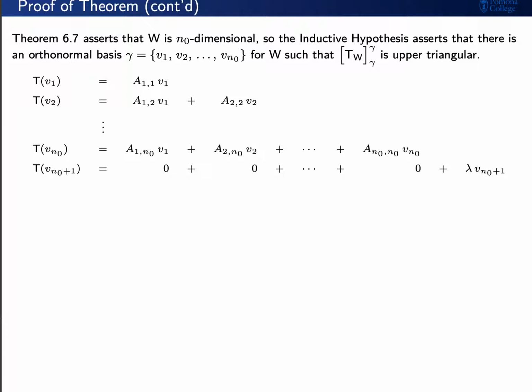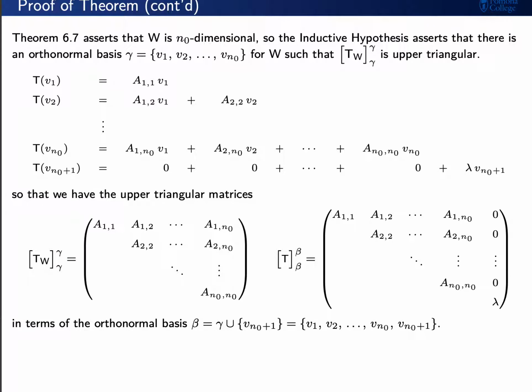Now let's consider the last vector, v sub n0 plus 1. Well, we've just realized that by definition, T star of v sub n0 plus 1 must be lambda conjugate times v sub n0 plus 1. This means that T of v sub n0 plus 1 must be lambda times v sub n0 plus 1.